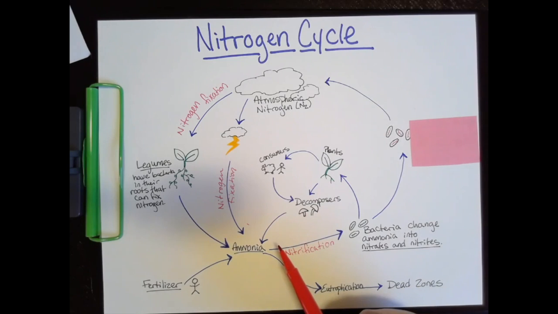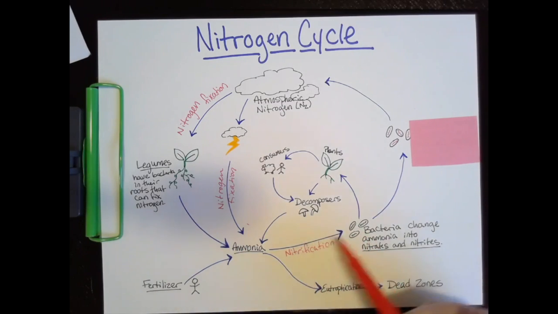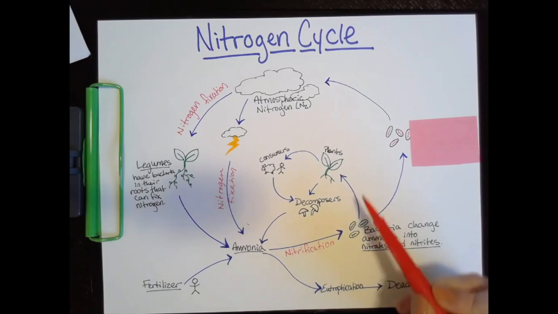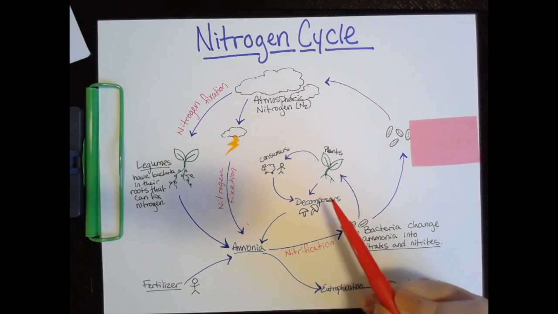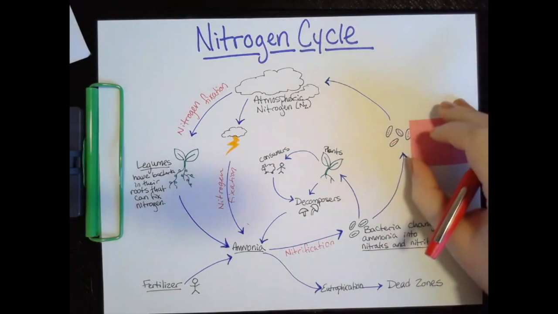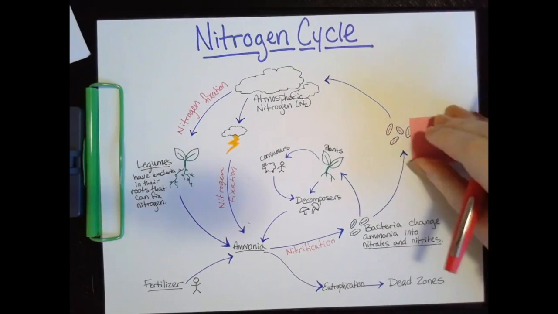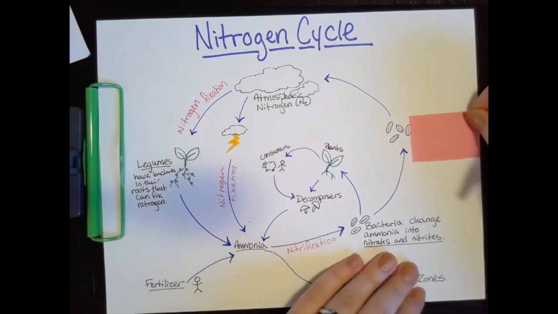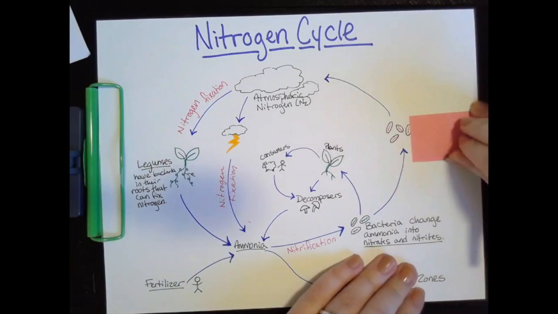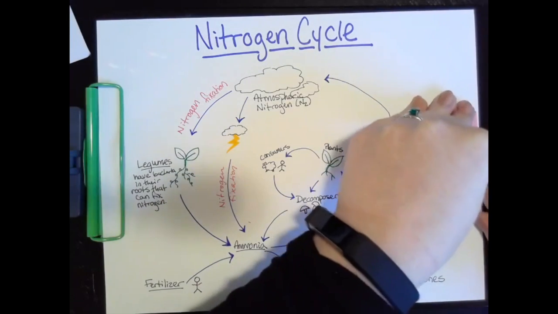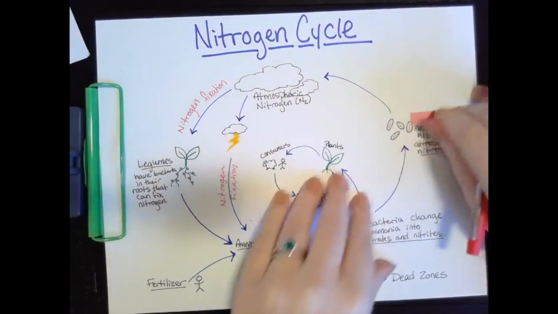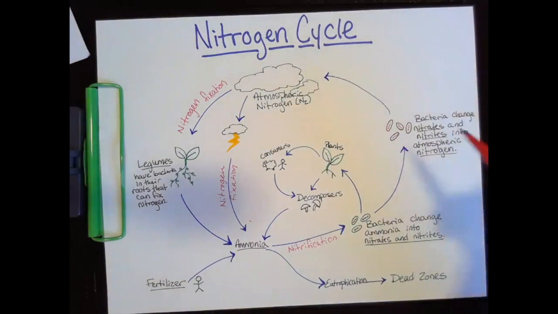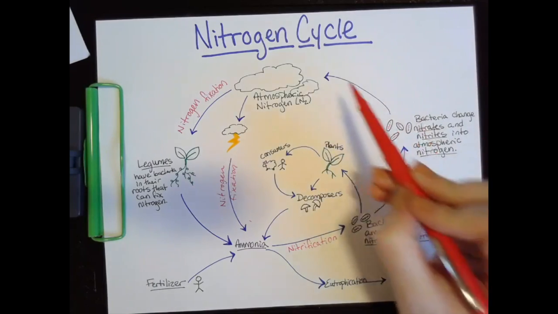All right. What else can we do once we've made nitrates and nitrites? Some of it goes to feed plants and people. Some of it continues on and other bacteria get a hold of it. These are different bacteria, and they undergo a different process. They change those nitrates and nitrites into atmospheric nitrogen, which is what we started with.